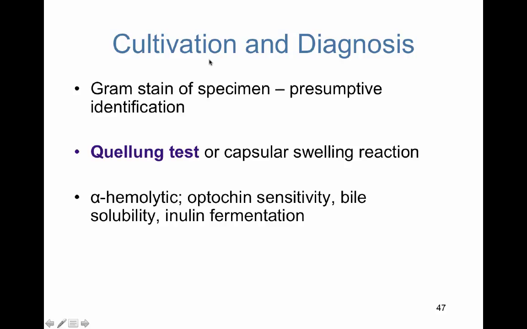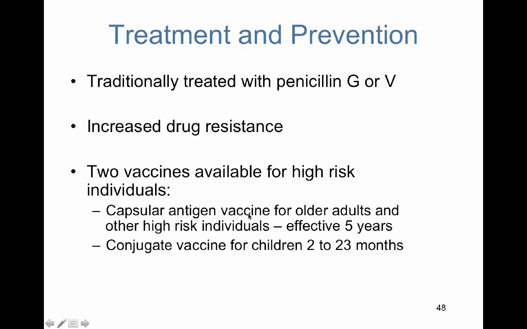Now, as far as diagnosing cases of Strep pneumoniae, the Quellung test can be conducted. This is a characteristic test that's used to look for the presence of a capsule, also the presence of alpha-hemolysin, sensitivity to optochin, bile solubility, and the ability to ferment inulin. Treatment is with penicillin G. We do have vaccines available, but we do see that there is an increase in the associated antibiotic resistance for this strain.